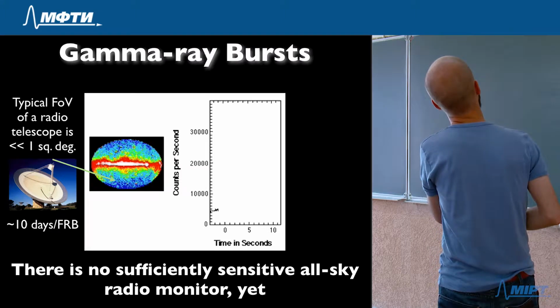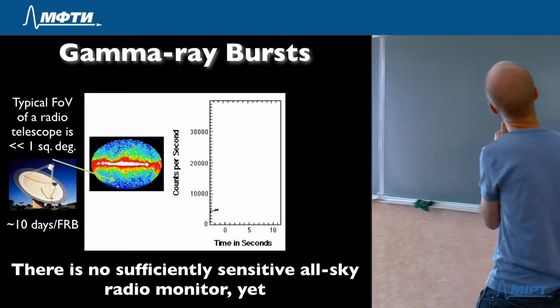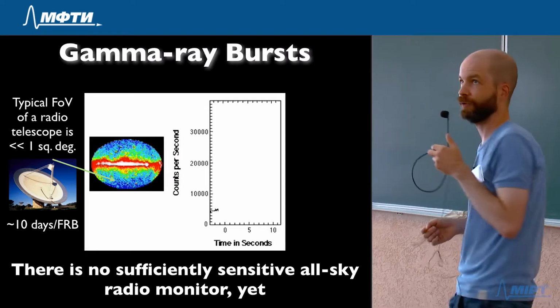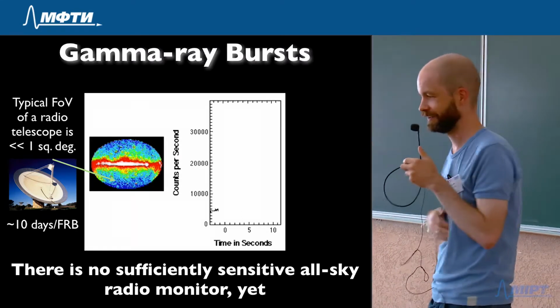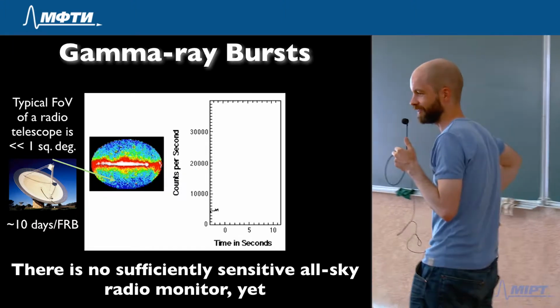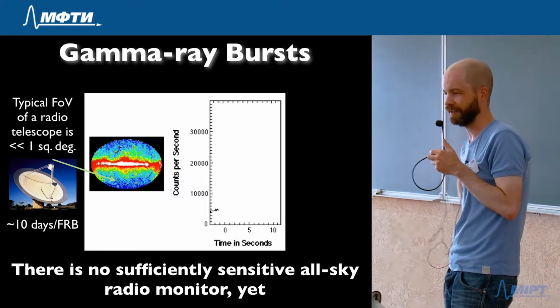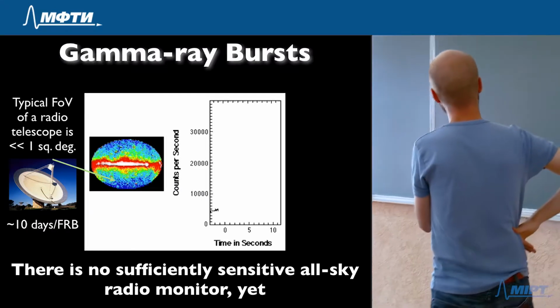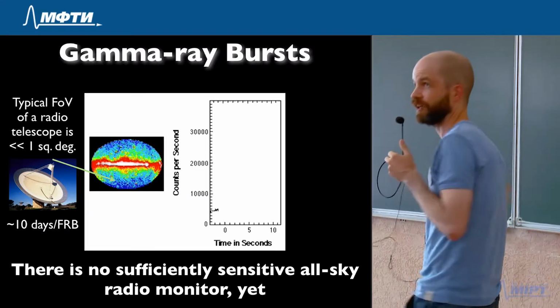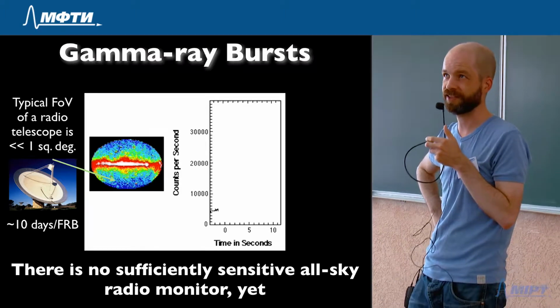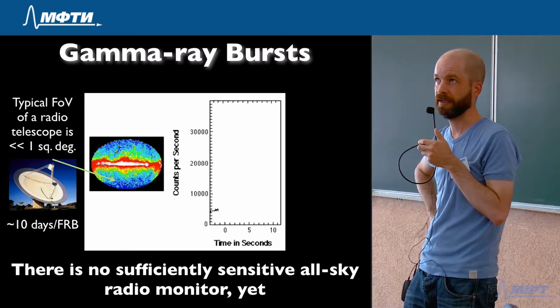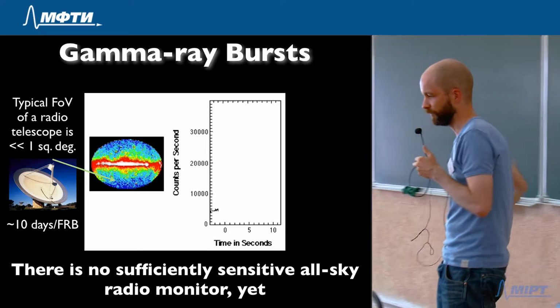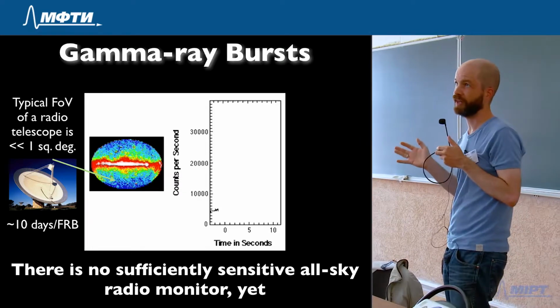But I'll emphasize that if you look at a gamma ray burst, this is just an old image from one of the early gamma ray burst detections. That burst is really obvious on the sky. It's about as bright as the rest of the gamma ray sky combined, and lasts for a short amount of time. With gamma ray telescopes, we're able to build all-sky monitors with sufficient sensitivity to pick up gamma ray bursts. We're not able to do that in the radio yet.